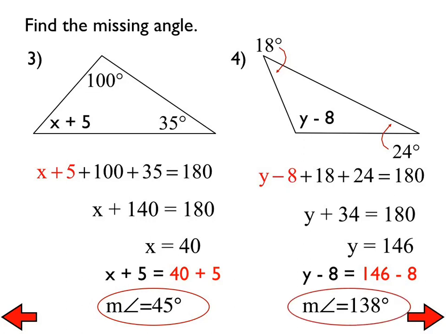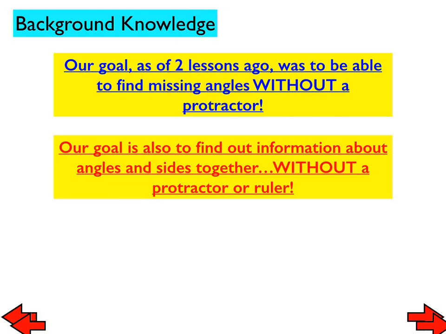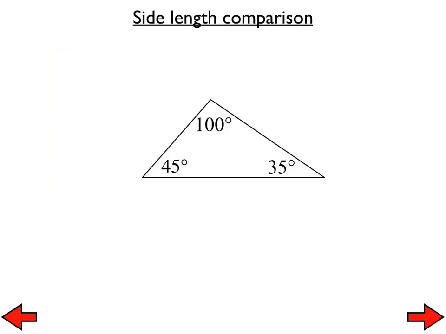All right, let's go to the next page in the notes. And this is the last idea for today. And this is where we compare sides and angles. So our goal has been to find missing angles without a protractor. Our goal is also to find out information about angles and sides together without a protractor or a ruler. So if we have something that looks like this, we can clearly see that this is an obtuse triangle simply because we have one obtuse angle in there.